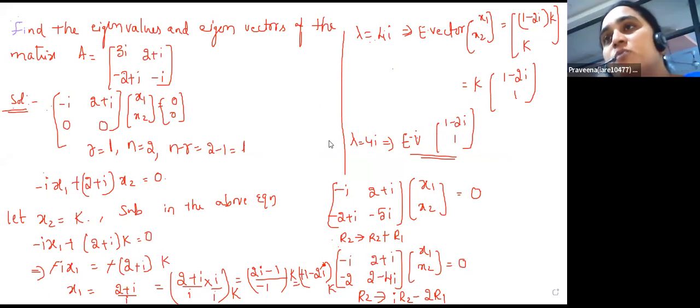-4i into 2i means what? Already 1 minus, and I square value is -1. Minus into minus plus, 4 into 2 is 8.